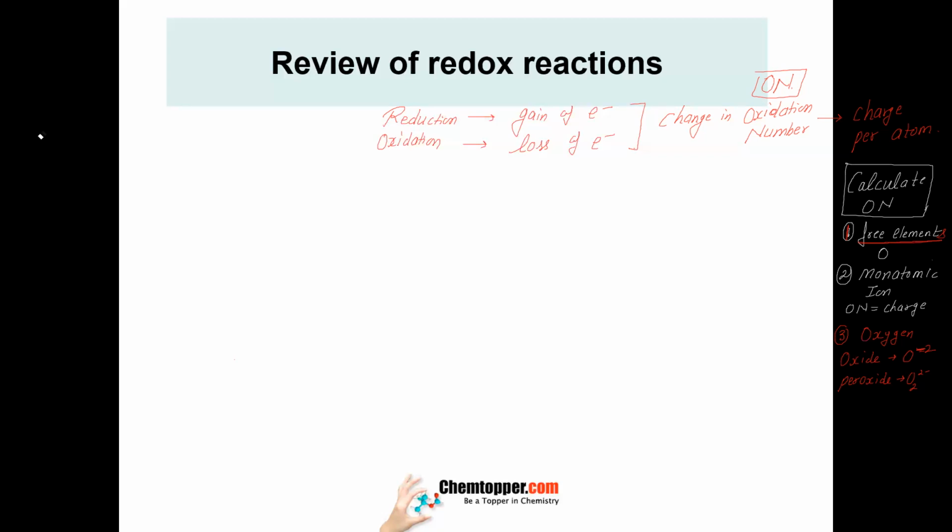Back to rule number 3. In rule number 3, what we are learning? That in different forms of oxygen. So when it is oxide, what's the oxidation number here? It is per atom. It's -2, right? That's the oxidation number. But when it is peroxide, what's the oxidation number?